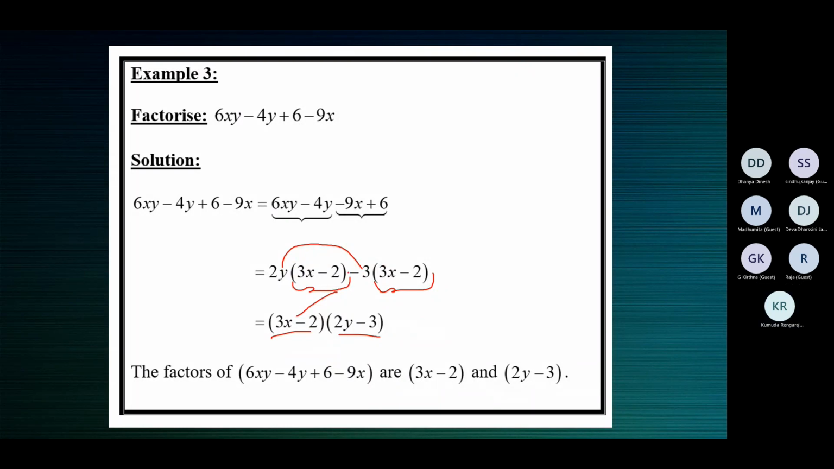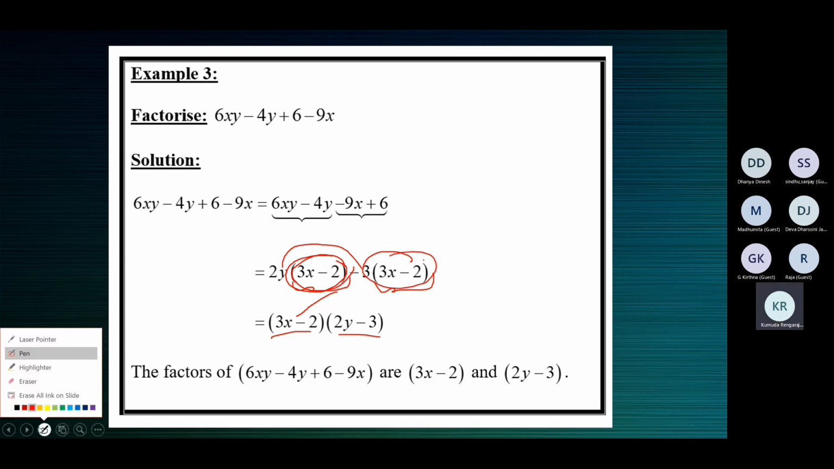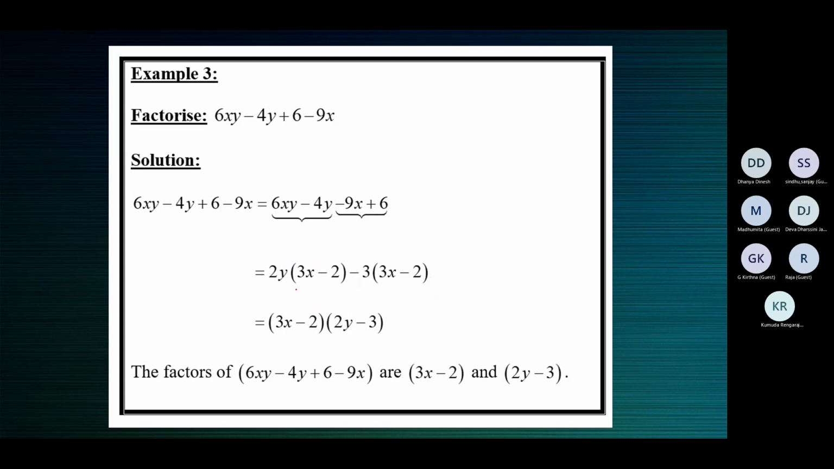These two brackets have the same expression, 3x minus 2, 3x minus 2. Write it once. Combine the remaining terms, 2y minus 3, and write it in the other bracket. You can write anything first. You can write 2y minus 3 first and then 3x minus 2. That's also fine.